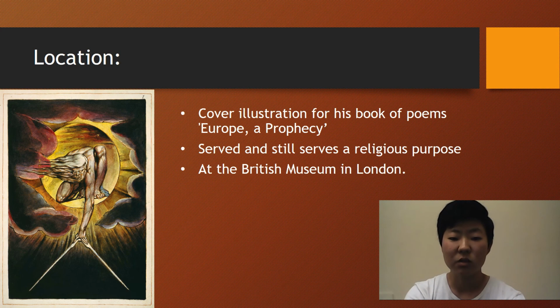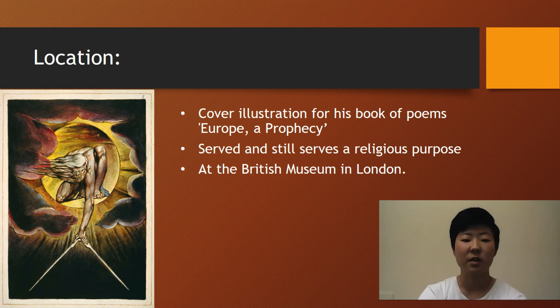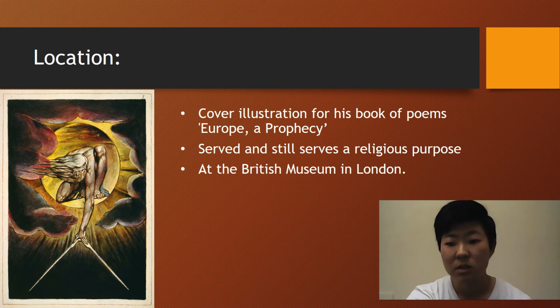The painting shows Urizen measuring out the material world and still serves a religious purpose. It is currently housed at the British Museum in London. His innovative artwork may not have been well received during his lifetime, but today it is considered great masterpieces.